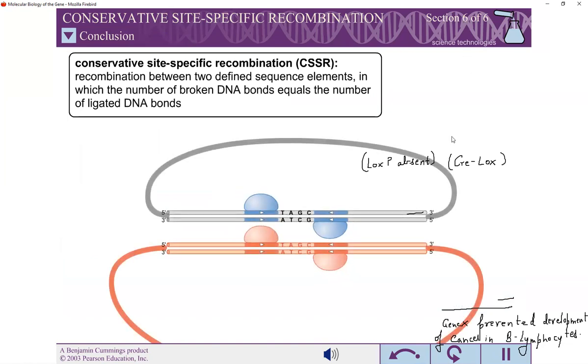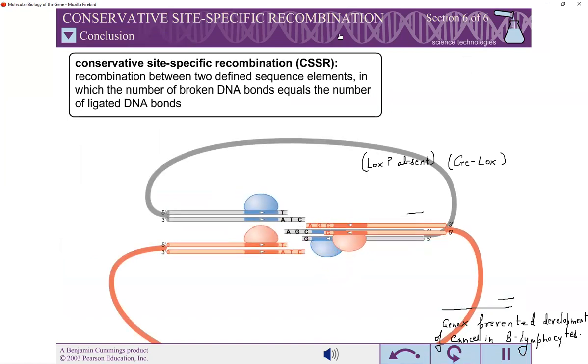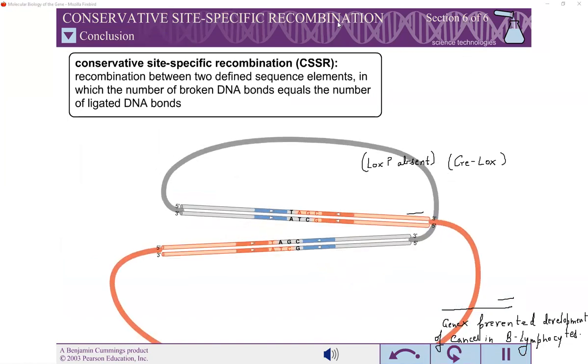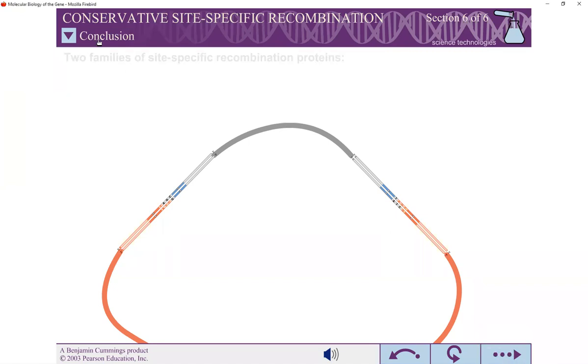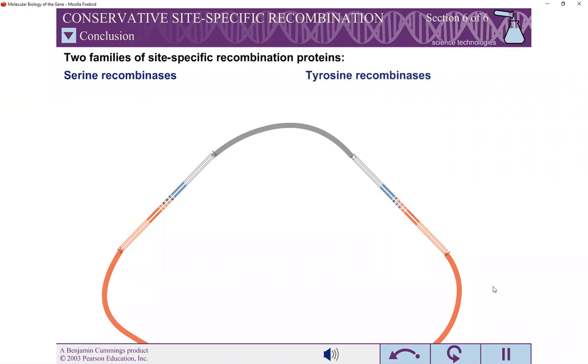Moving forward, conservative site-specific recombination is recombination between two defined sequence elements called site-specific recombination sites. There are two families of proteins responsible for site-specific recombination: the serine recombinases and the tyrosine recombinases. Okay, these are the two families of recombinases.